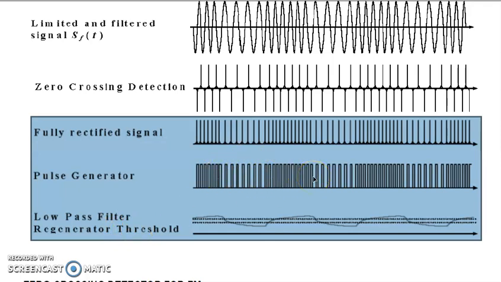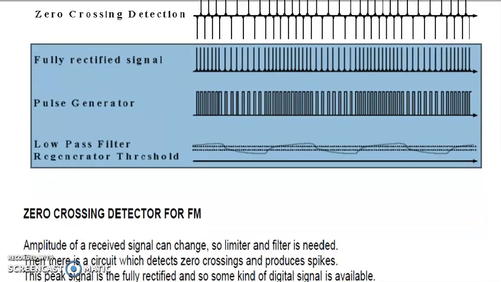output of the pulse generator. So the low pass filter can convert this high frequency signal into a high amplitude signal and the low frequency signal into a lower magnitude signal, as the low pass filter is averaging the signals as a function of time, and it is generating, or reconstructing, the message signal. So this is the concept of zero crossing detection for FM demodulation.